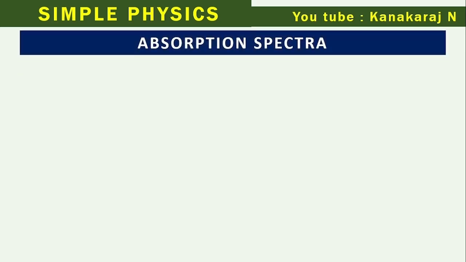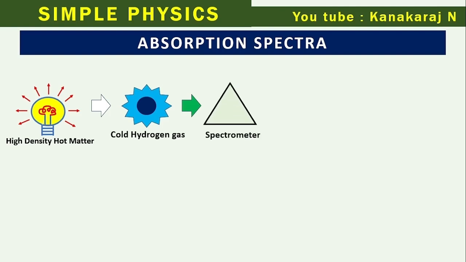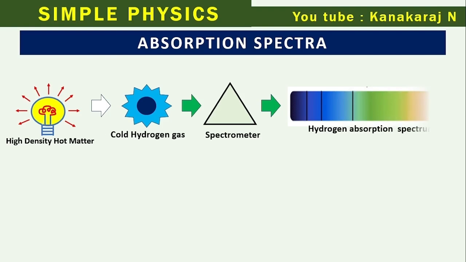Absorption spectrum. When white light from high density hot matter is passed through a cold hydrogen gas, and is again passed through a spectrometer, we get a hydrogen absorption spectrum. We find a few dark lines in the colored background where light of particular wavelengths is missing.